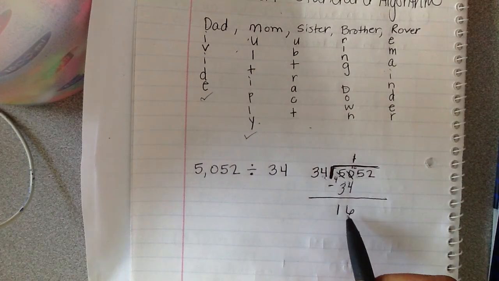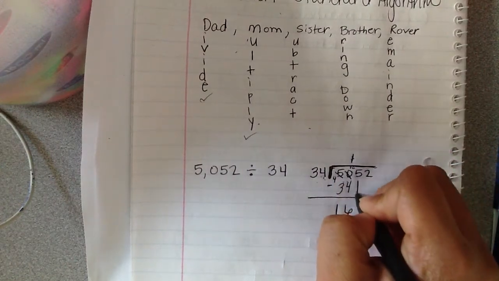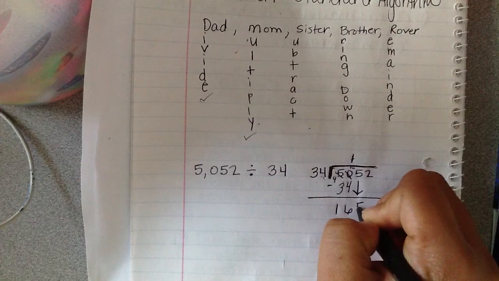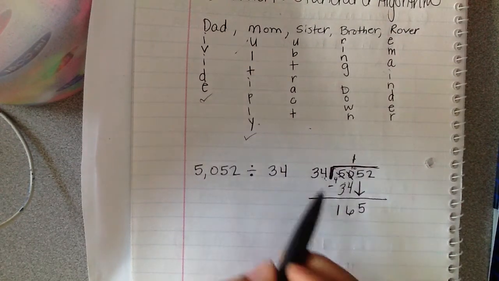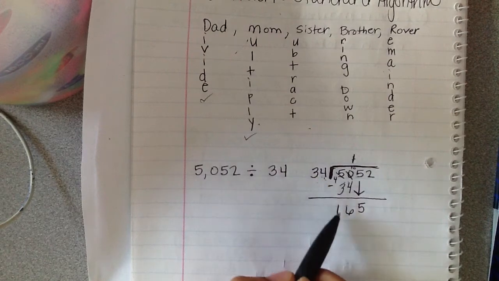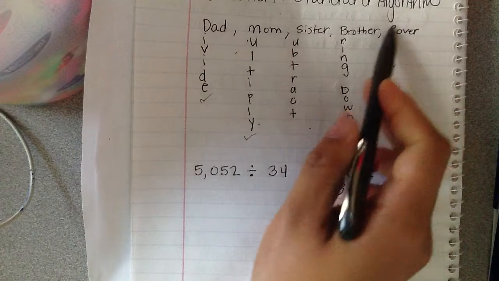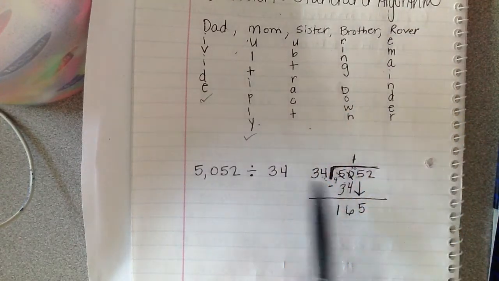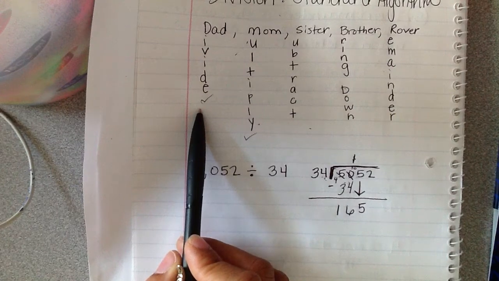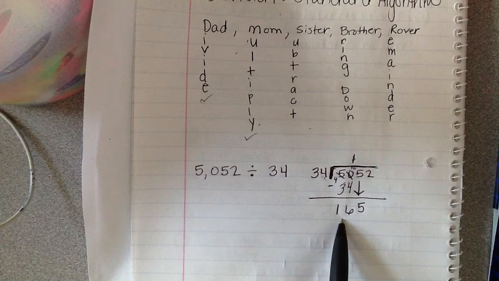So I subtracted. Now I have to include Brother. I have to bring down my next number. My next number is 5. Okay? So now I need to decide how many times 34 will go into 165. I don't do Rover. Rover stays through the whole process and waits to the very end. So I'm back at Dad again. I'm dividing again. How many times will 34 go into 165?